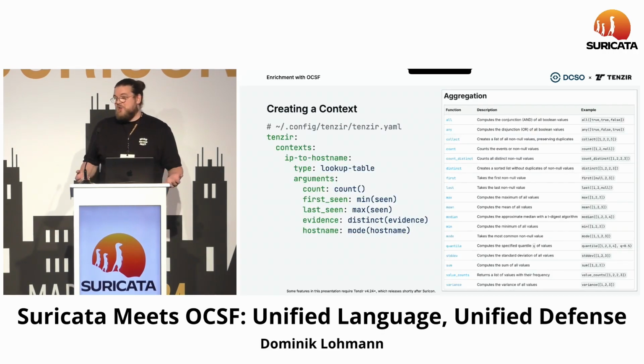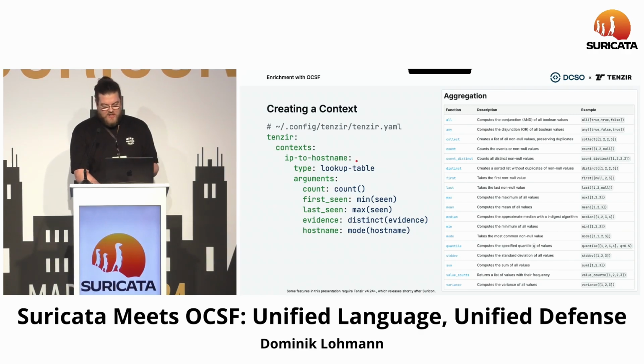So how can we do this? The easiest way to create a context is just to do it in configuration. You can also create these dynamically. And I want to show this for a lookup table simply. So we'll call this one IP-to-hostname, and you're probably seeing where this is going by now. And we're specifying here a few arguments.